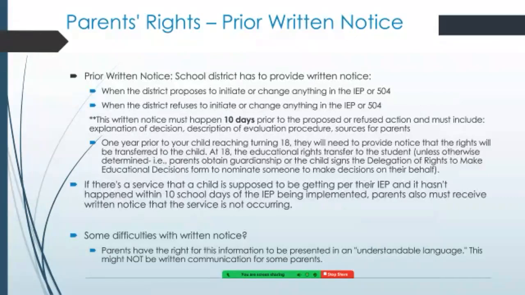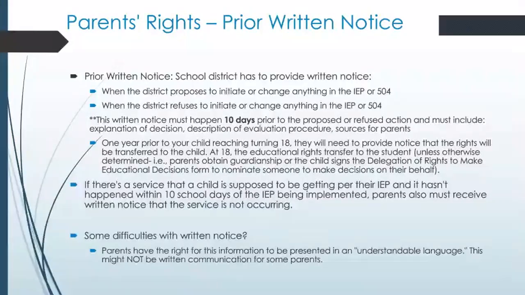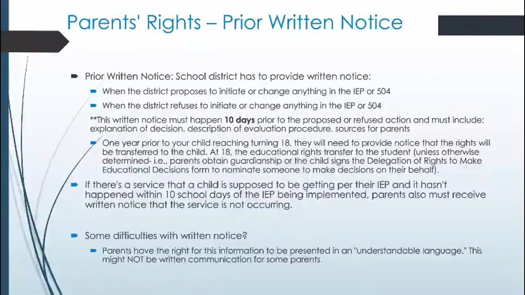I mentioned earlier that the prior written notice needs to happen within 10 days prior to the proposed or refused action and must include an explanation of the decision, the description of the evaluation procedure, sources for parents. So it needs to give an idea as to what is happening and why, you're giving notice for an IEP. It needs to happen when they initiate or change anything in the IEP or the 504. As well as when the district refuses to initiate a change or anything within the IEP or 504.